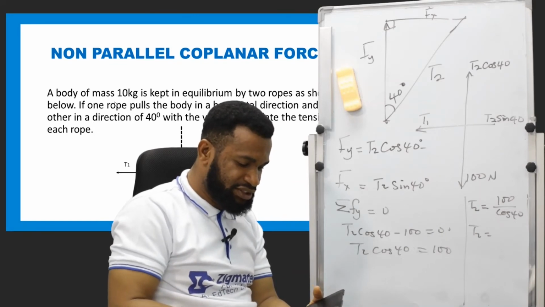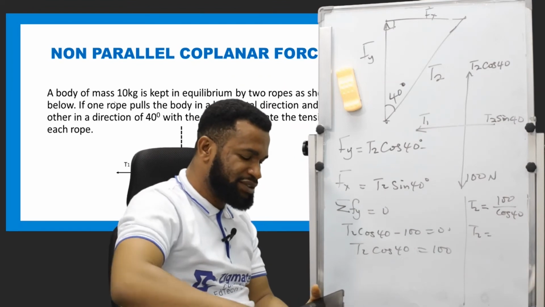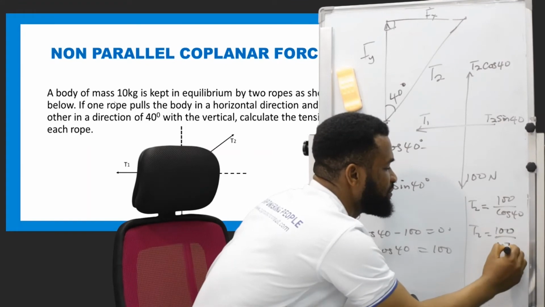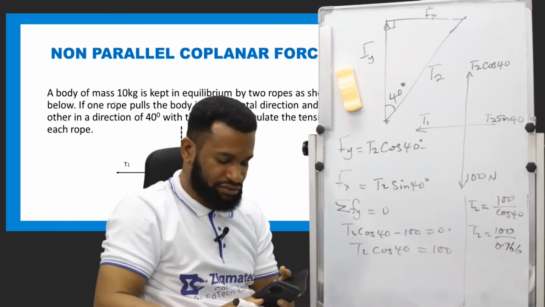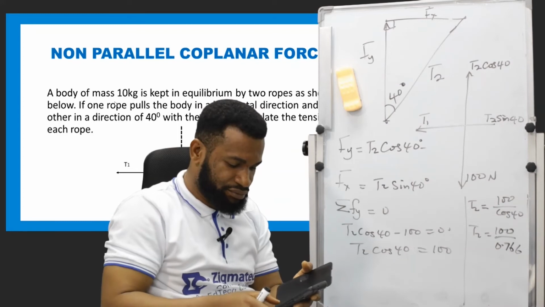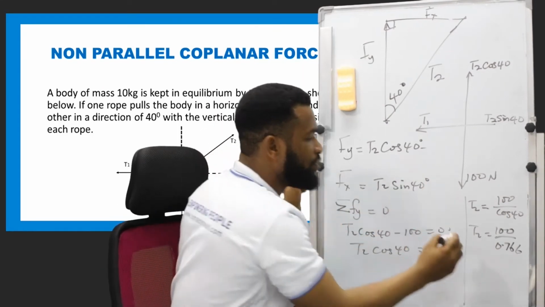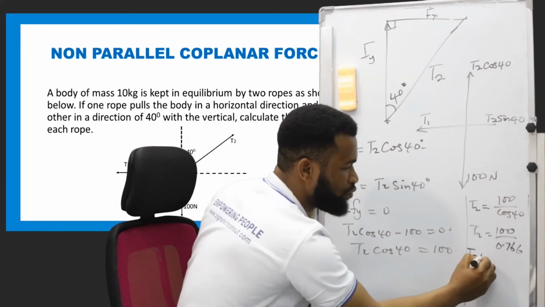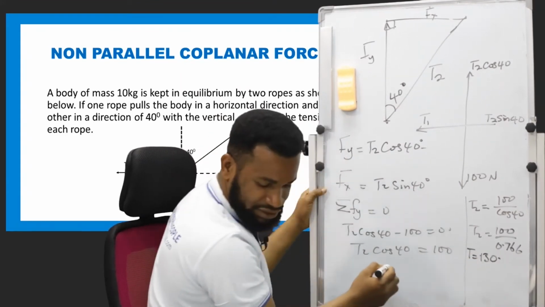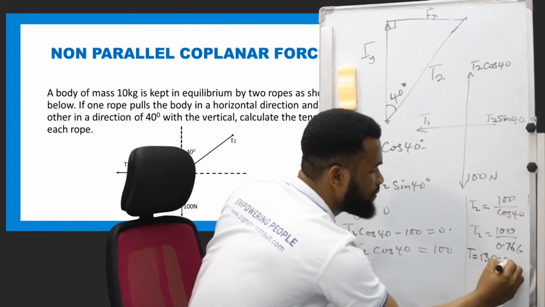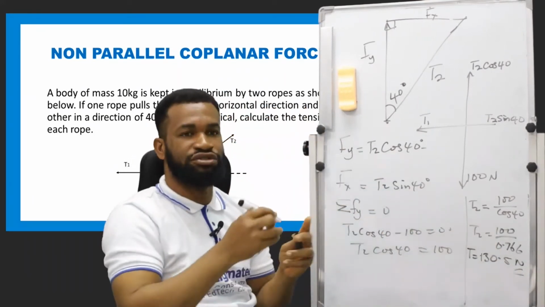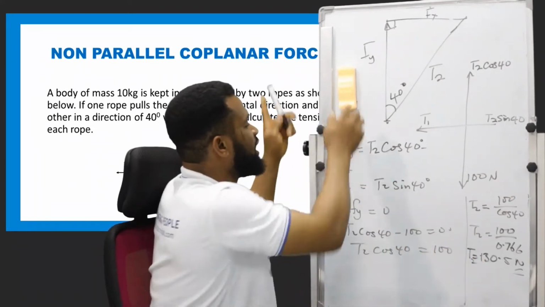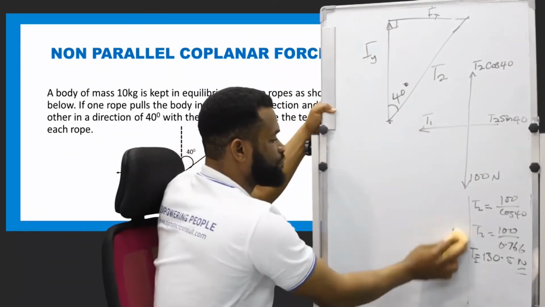Cos 40, 0.766. I'm using that. 100 divided by 0.766. So, if you do this very well, you are going to have 130.5 to 1 decimal place Newton. That is the force on T2. Sorry, that is T2. Now let's find T1.